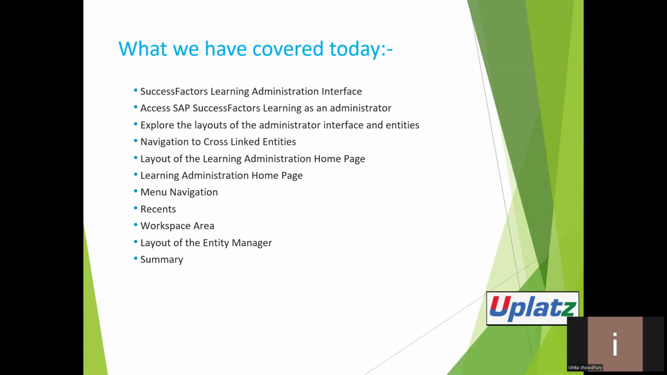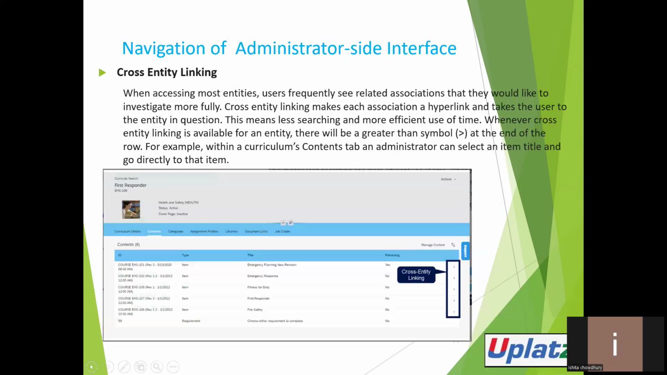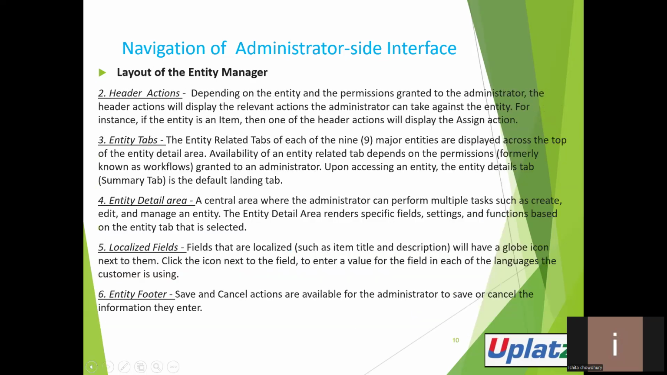The next is navigation to cross-linked entities, which we talked about: linking of item with a curricula, with a program, with libraries, and with assignment profiles. Then the layout of the learning administration homepage, menu navigation, recents, workspace area, layout of the entity manager, and summarization of the learning admin interface, right?